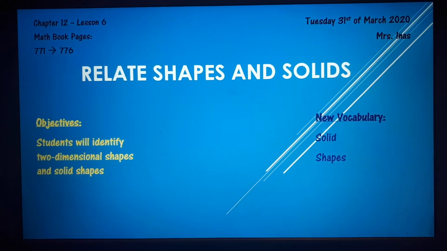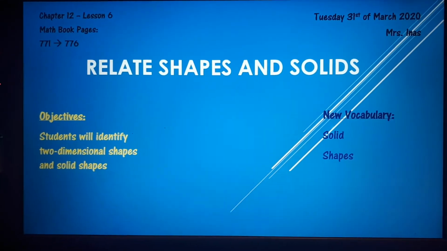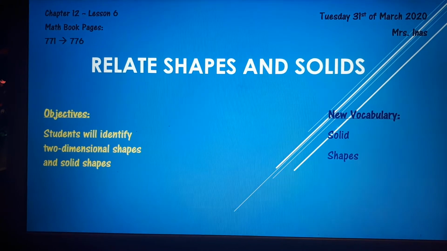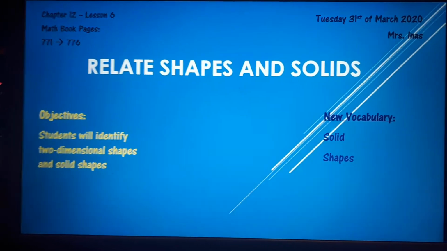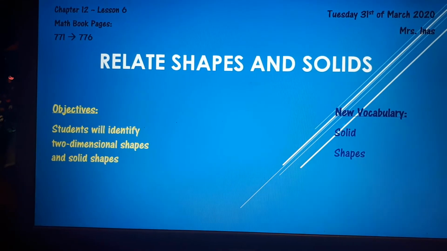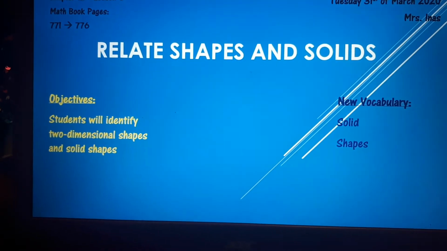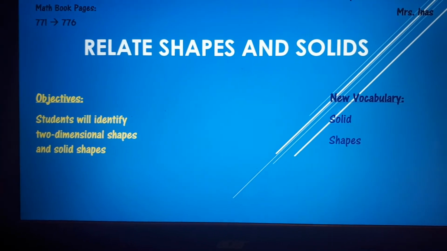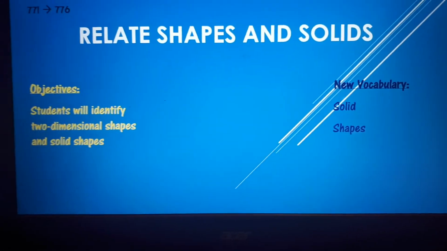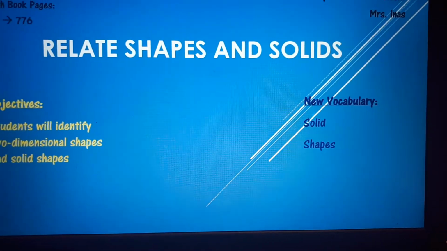Chapter 12, Lesson 6. Open your book, page 771, and let us start together. The title of the lesson today is Related Shapes and Solids. Today is 31st of March 2020. The objective of the lesson is that you will identify two-dimensional shapes and solid shapes. The new vocabulary words that we will take today are solid and shapes. These two words we used before, so it's not hard for you to understand them.